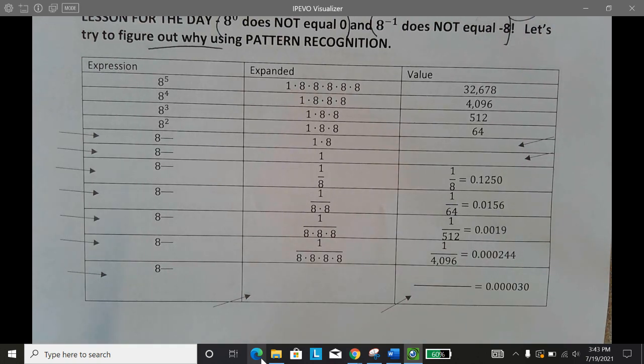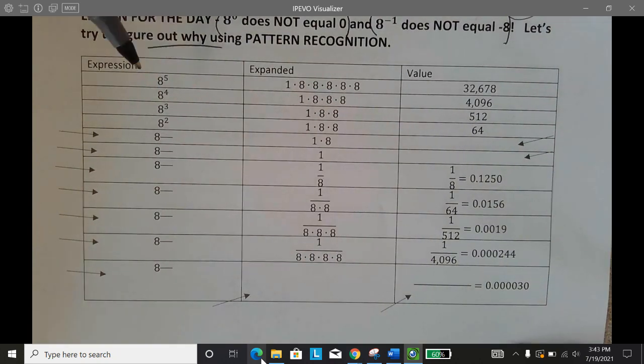A lot of information here. All right. Now, let's start filling this out. Looks like this first row is filled out.